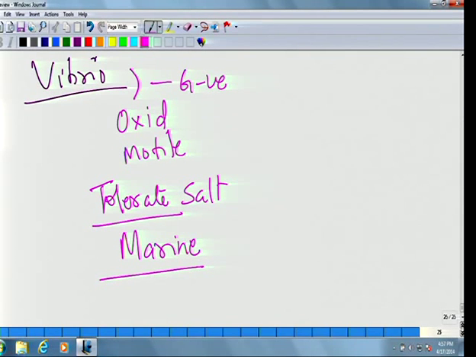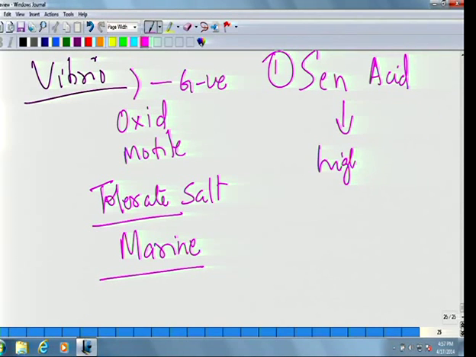So Vibrio cholerae, two important aspects which are tested. One is its sensitivity to acid. It's quite sensitive to acid, gastric acid. Therefore, it's got a high infective dose. That means you need a lot of bacteria. Okay, a lot of bacteria to cause infection.